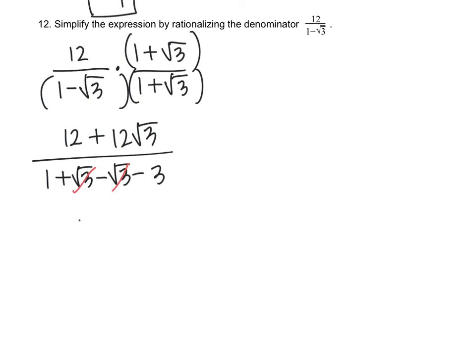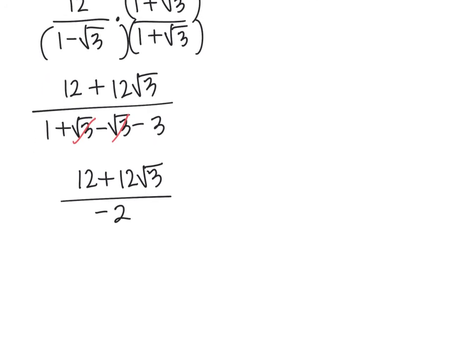So in our numerator, we have 12 plus 12 radical 3. And in our denominator, we have 1 minus 3, which is negative 2. And then we always check to see if it can simplify. So 12, 12, and negative 2, I can simplify those. 12 divided by negative 2 is negative 6. And then 12 divided by negative 2 is negative 6 again. And then I still have my radical 3 because that can't simplify.